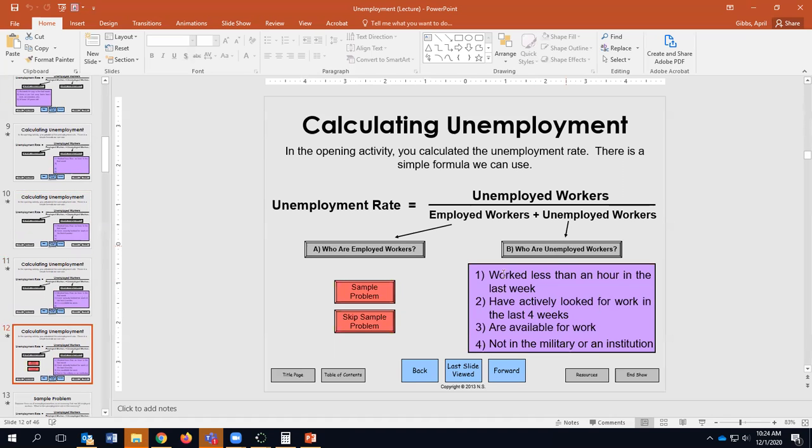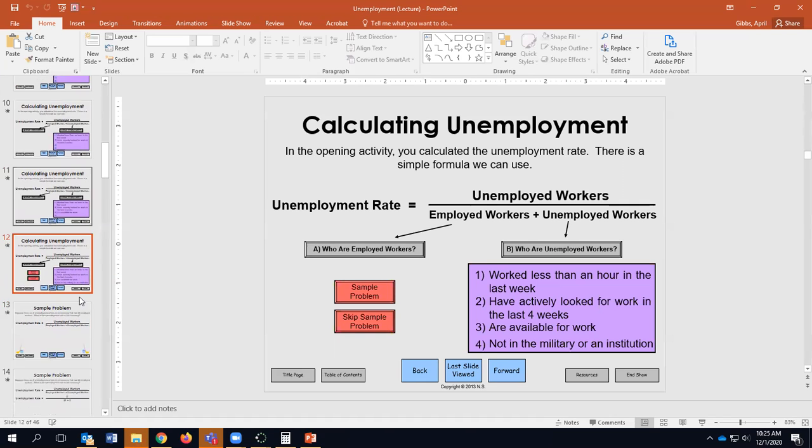So the unemployed workers are people who've worked less than an hour in the last week, have actively looked for work in the last 4 weeks. That's important. You have to actually be looking, are available for work, and not in the military or an institution.